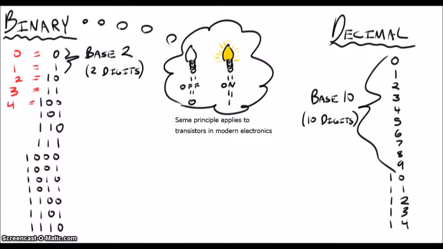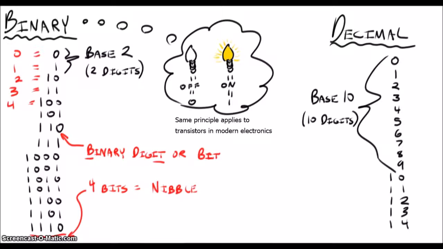If I was to count to 4, I would only need one decimal digit, but in binary, I'd need 3 digits. Each of these digits is called a bit, or binary digit. 4 bits is a nibble, and 8 bits is a byte. The 60s were a pretty weird time.